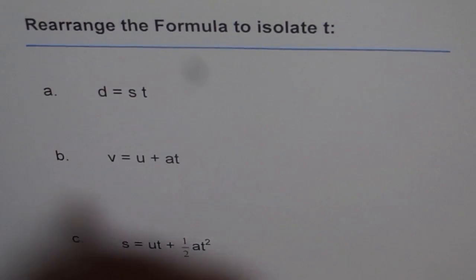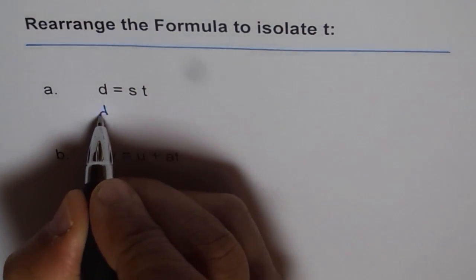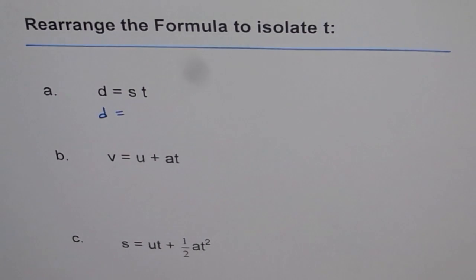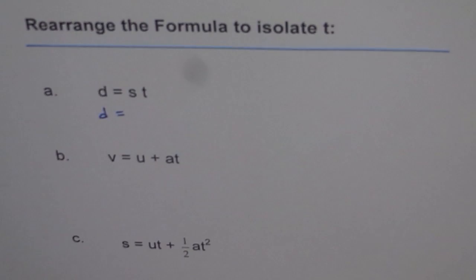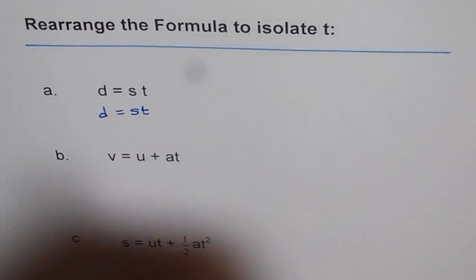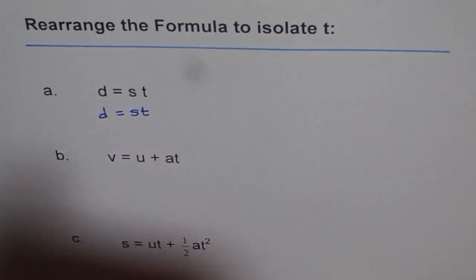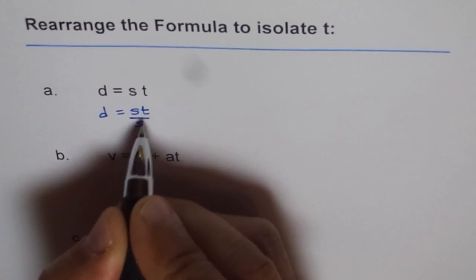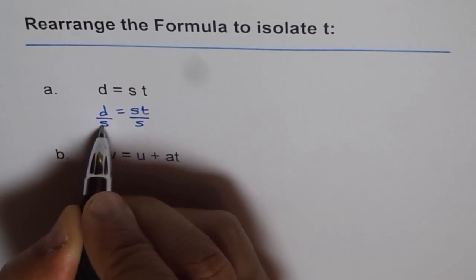So what I will do is rewrite the equation. Many times I have seen students doing everything on the given equation. Leave the given equation as such. That is my advice to you. Okay? Then rewrite the equation. D equals st, and then do what you really want to do. You want to divide by s so that you get rid of s from the right side, right? So we divide by s.